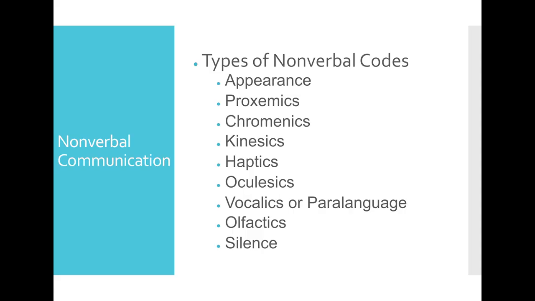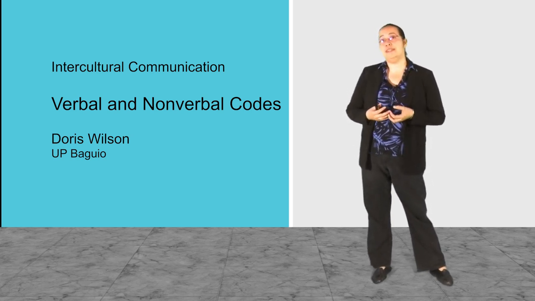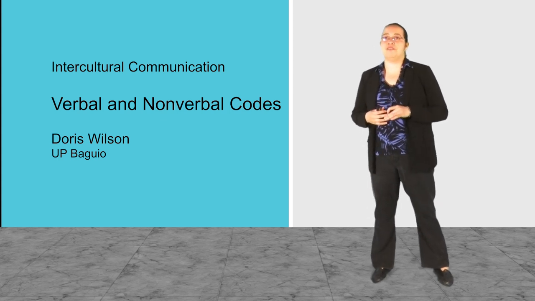The second type is called proxemics, and this is our concept and use of space and distance. We also refer to it as our personal bubble, or how we use our space for social and public space. And it indicates our relationship with others, our openness to communication, and our submission, or sometimes our invasion of others' privacy.